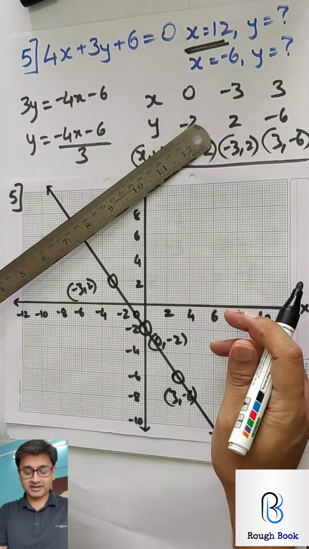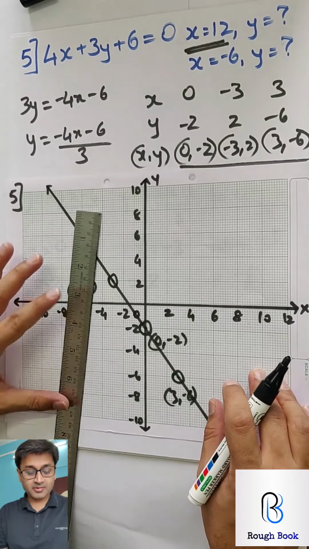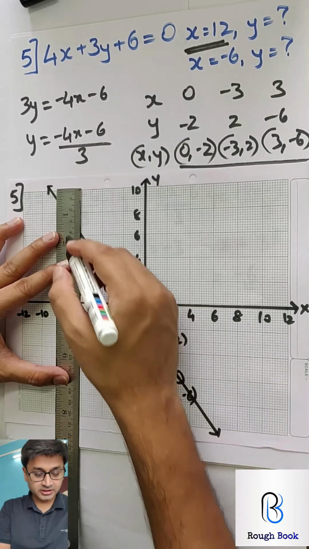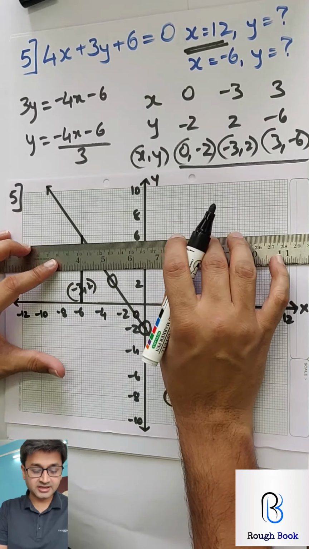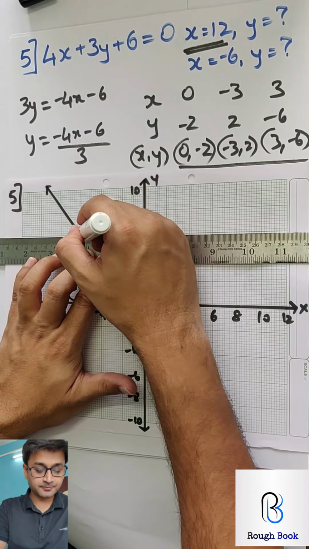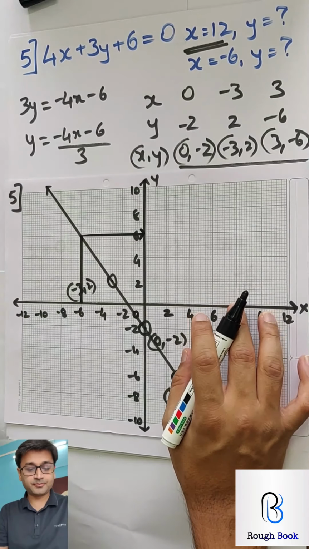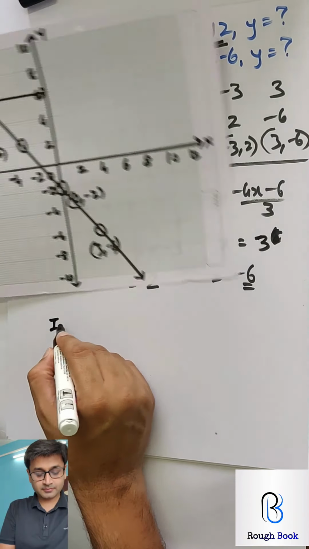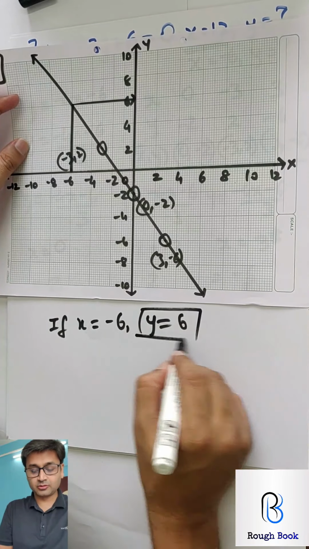x is equal to minus 6. So you've already been lucky. No, not lucky. Minus 6x over here. So let's draw it. If I take x as minus 6, what is y then? So y becomes 6. So right over there, if x is equal to minus 6, then y is equal to 6.